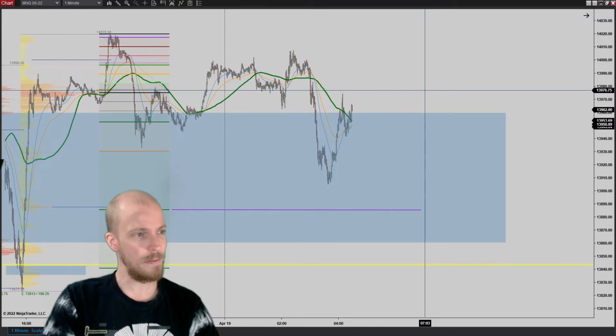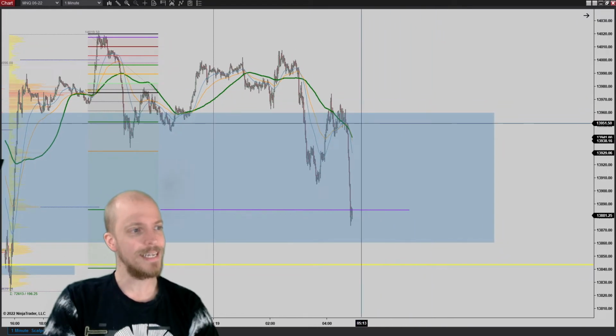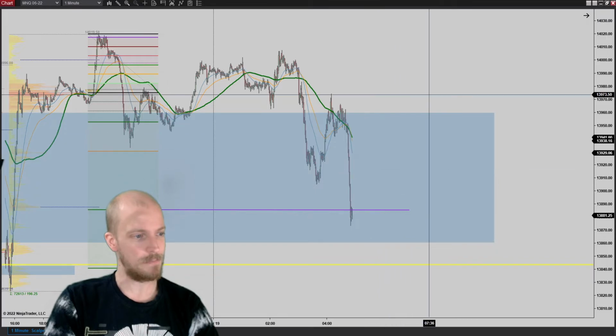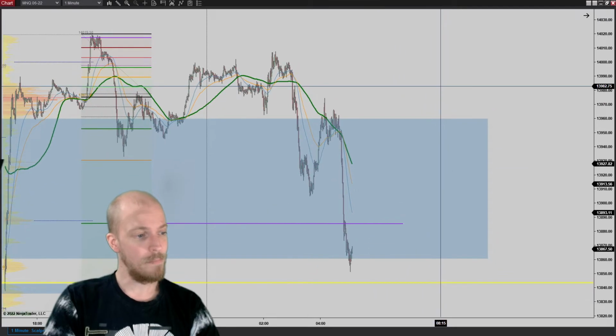Oh no, they lost their grip above it. Are they going to hold it at the range highs? They went back to the range highs, immediately rejects back down. Now we're at the 2-to-1, back down to the range lows.